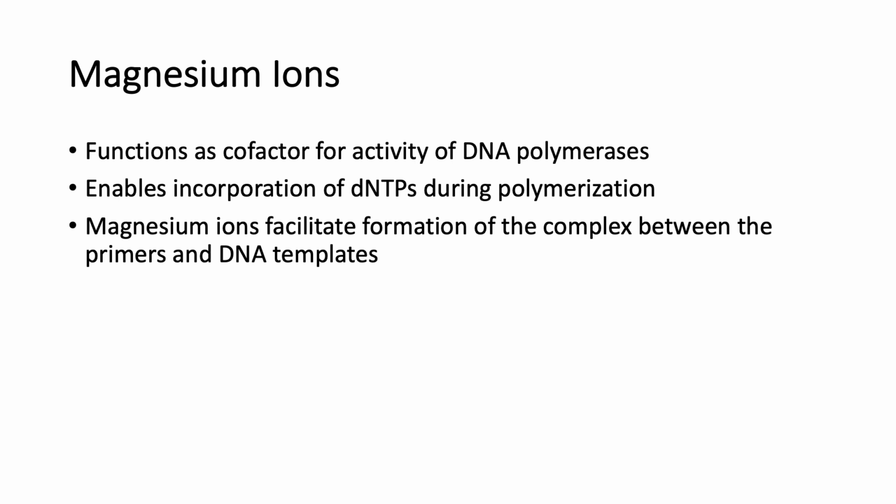The next important component of the reaction is the magnesium ions. Magnesium ion functions as a cofactor for the activity of DNA polymerases by enabling incorporation of dNTPs during polymerization. In addition, magnesium ions facilitate the formation of the complex between the primers and DNA templates by stabilizing negative charges on their phosphate backbones.